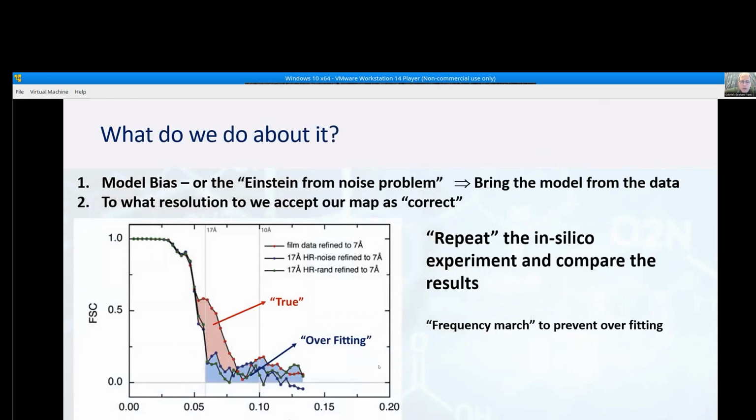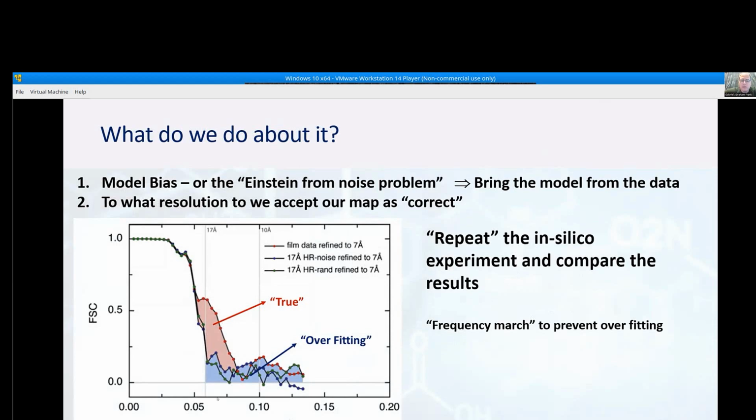So how do we go around it? We have several tools that we are using in order to check that we are not overfitting. In other words, assuming new information at high resolutions on one side, and we are giving the correct structure. So the way that the field goes around it is mostly frequency matching.